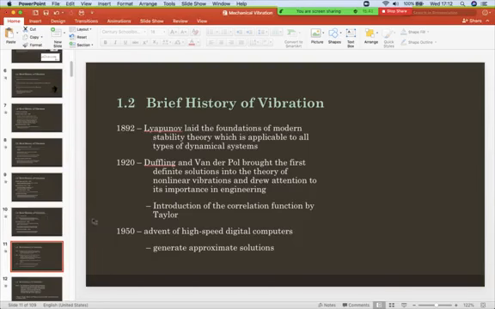This is a very great history of vibration. He laid the foundation of modern stability theory, which is applicable to all types of dynamical systems. That is stability theory, no? That is also related to vibration. In 1920, Duffing and Van der Pol brought the first definite solution into the theory of nonlinear vibration. No? Part of our discussion is nonlinear vibration. And they drew attention to its important engineering applications.